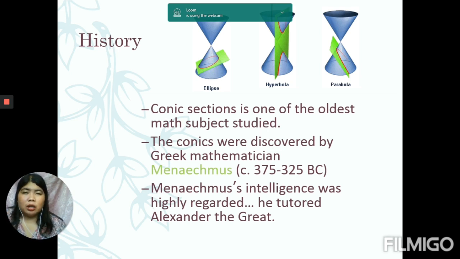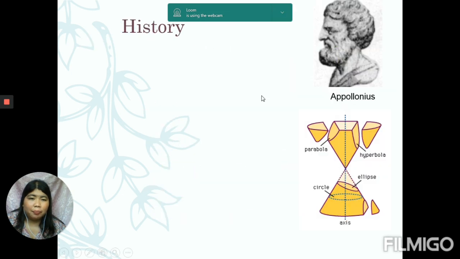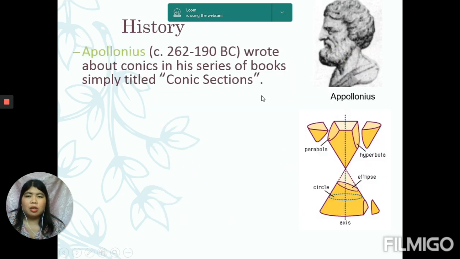Pero, walang writings na natagpuan na nagpapatunay na si Menaechmus yung nakapag-produce ng writings about conics. So, may isa pang taong gumawa ng writings about conics. Siya naman si Apollonius. Si Apollonius naman, nabuhay siya noong 262 to 190 BC.